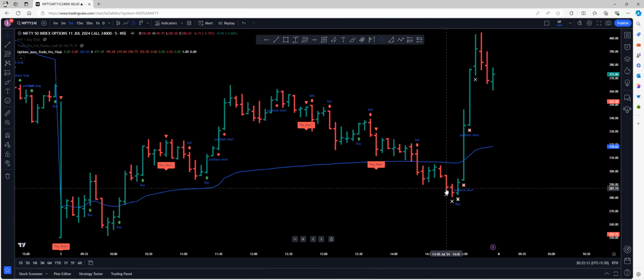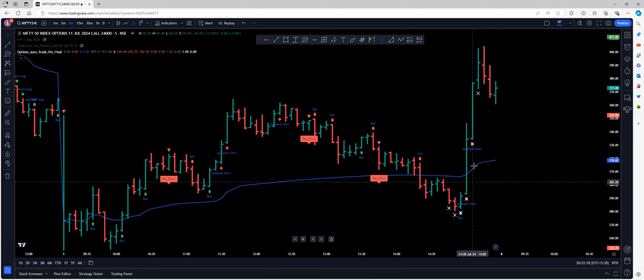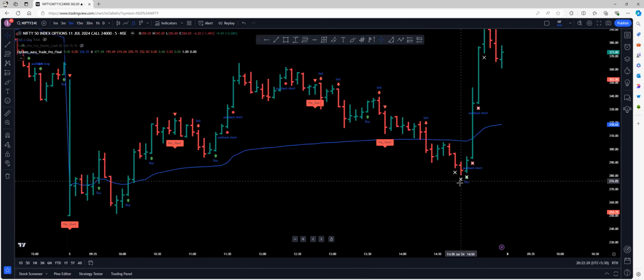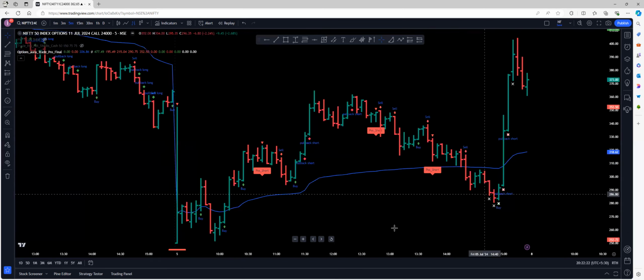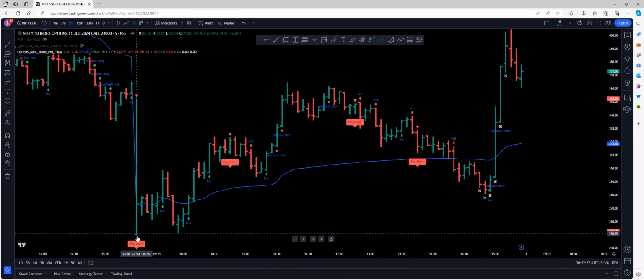Multiple warnings are there. You should exit your shorts. If not, this would have happened. This would have happened. So multiple warnings are there for you to exit your shorts. Once you get these warnings, you have to exit. Simple.